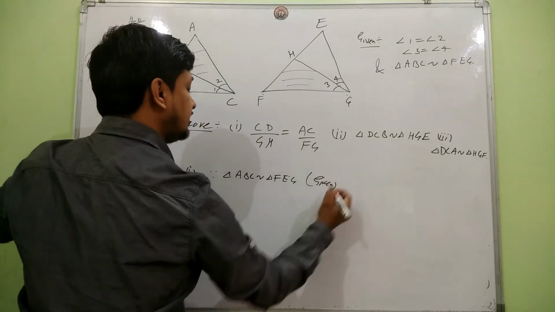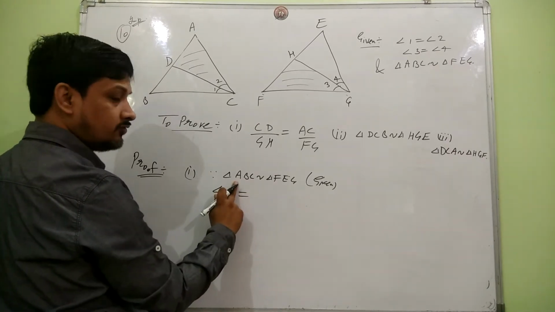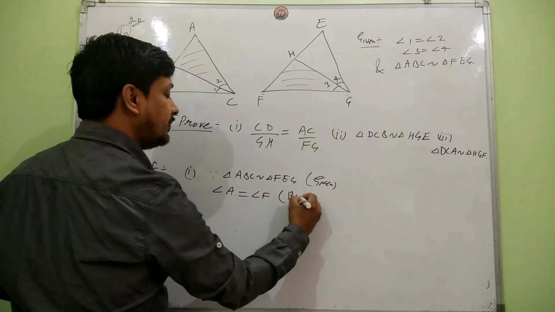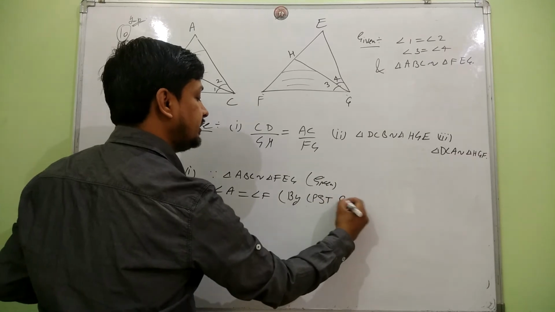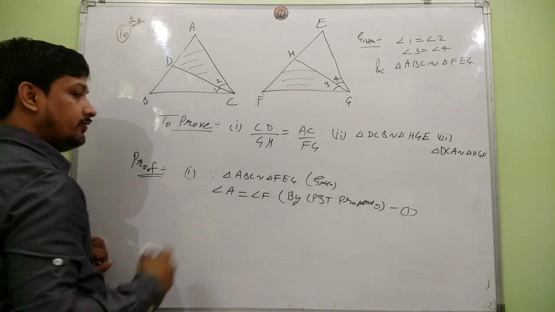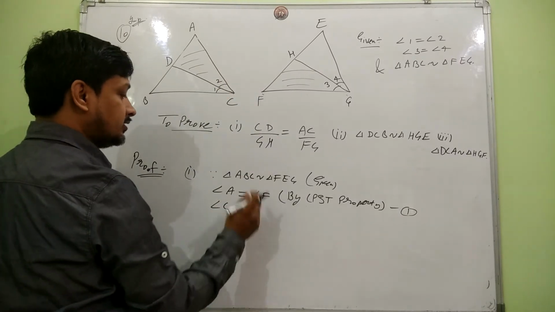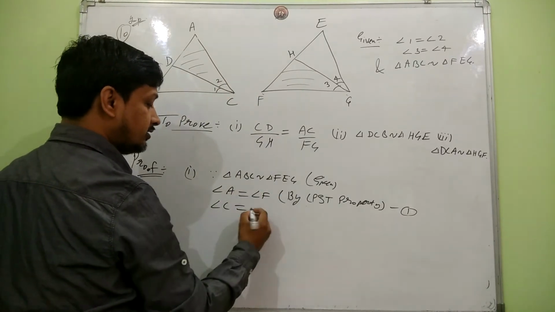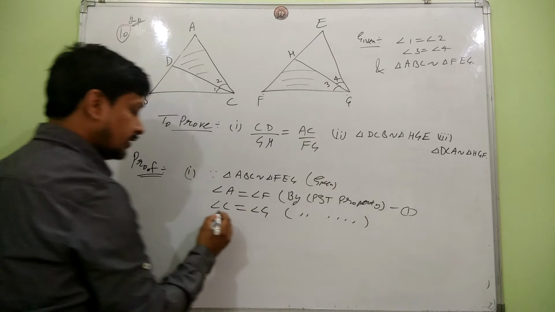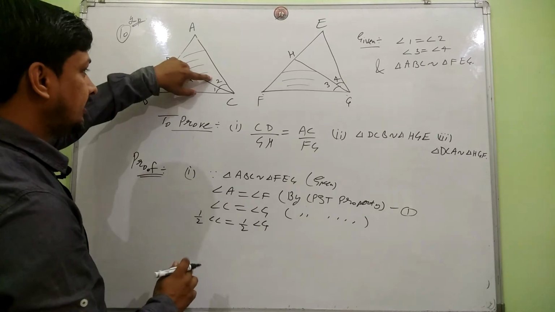If these triangles are similar, then angle A is on the first place, and what is on the first place here? F. So angle A equals angle F by CPST property. This is the first thing, we will lock it and use it later. And second, angle C is on the third place, and on the third here is G. So angle C equals angle G, again by CPST property. Now take half on both sides. Half of angle C, you can write as angle 2.